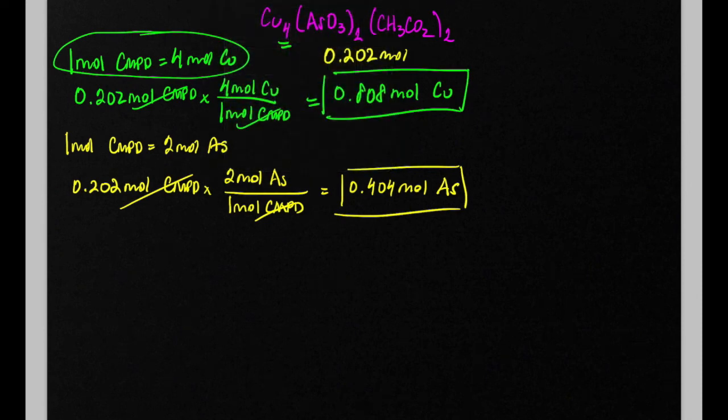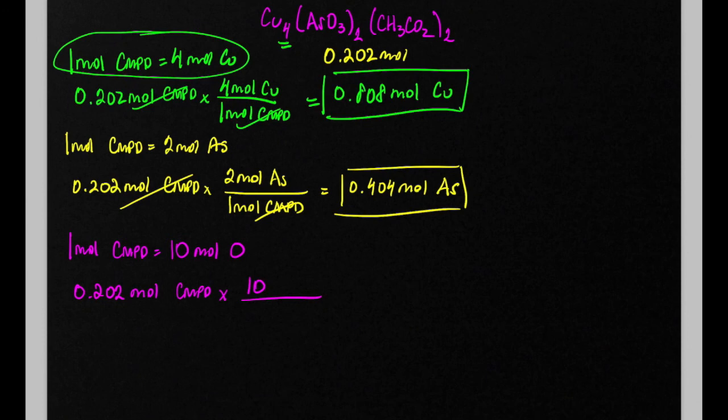Now for oxygen, we said there were 10. So we said that 1 mole of the compound has 10 moles of oxygen. And so we could set this up like so: 10 moles of oxygen over 1 mole of compound, and that's going to be 2.02 moles of oxygen.